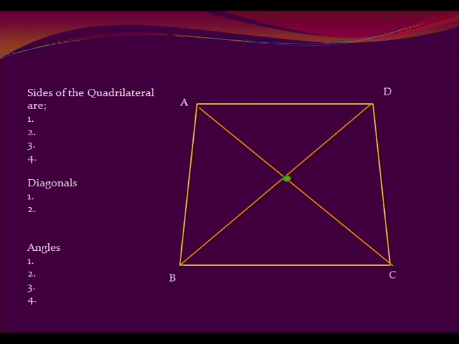The diagonals. A diagonal is a line joining the opposite vertices of a quadrilateral. BD is a diagonal and AC is a diagonal. Again angles, you can name angle A, angle B, angle C, angle D, or you can say angle ABC, similarly angle BCD, similarly angle CDA, similarly angle DAB. These are the angles. Just recollect your previous knowledge and write.